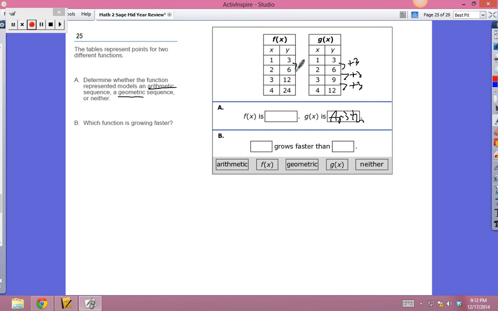So this is 3 to 6, that's times 2. 6 to 12 is times 2. 12 to 24 is times 2. So if it grows by multiplication, it's geometric. F is geometric. Grows by addition, it's arithmetic. Now, which one grows faster? Geometric grows way faster. F grows way faster than G.